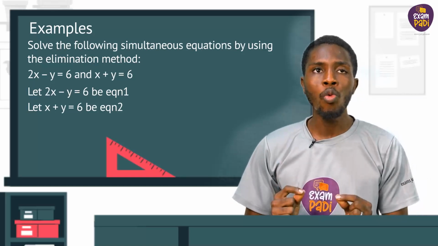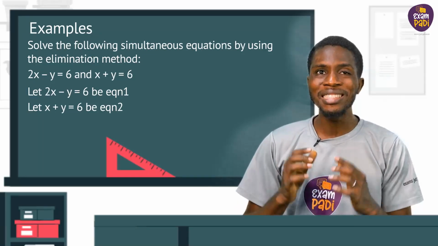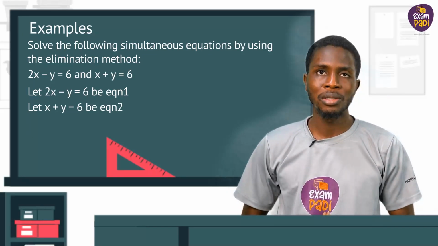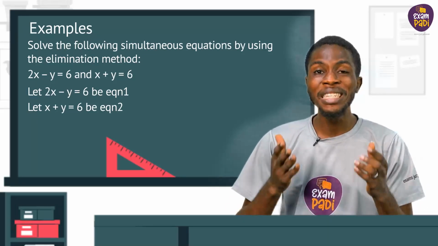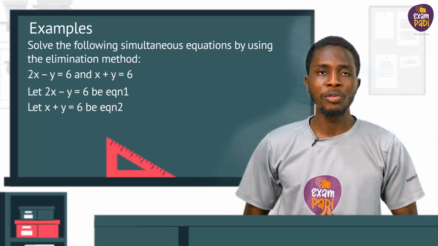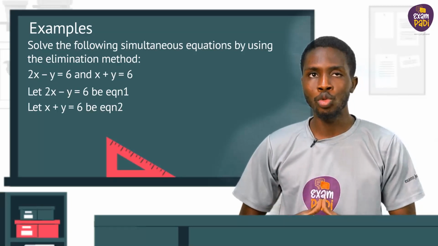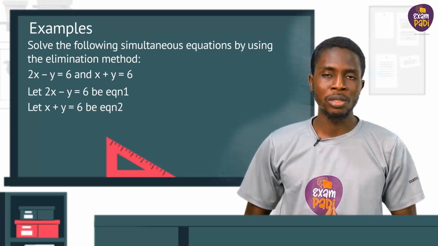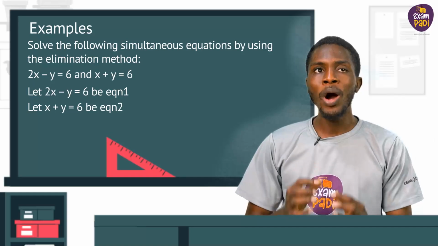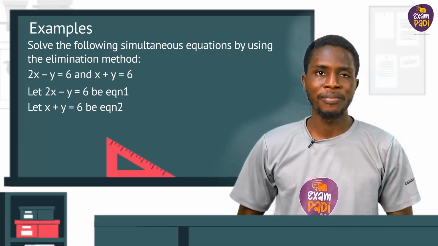This method only works if the variable you are trying to get rid of has the same number in both equations. That is, if they have the same coefficient. In our example, the x terms are different. One has a 2 and the other has a 1.